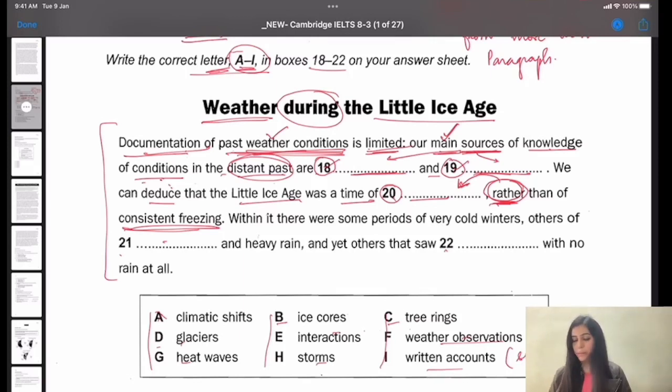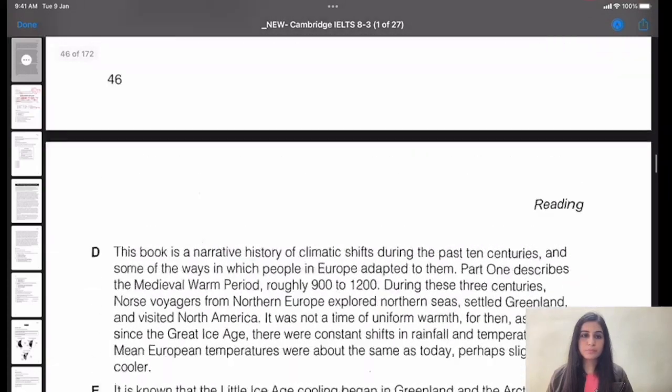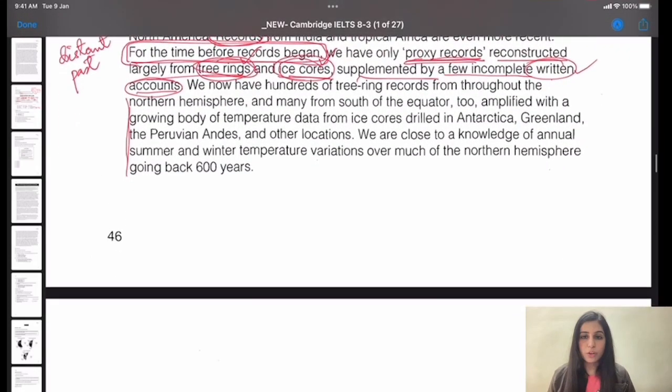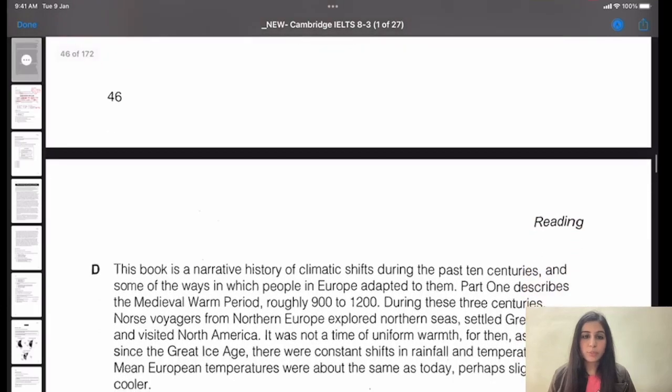Okay, supplementing. Moving on to the next one, we can deduce that the little ice age was a time of dash. So we need to see what was the little ice age all about, rather than of consistent freezing. So we have to look for this keyword in the paragraph or the passage. So let's scroll up and check it out. So far you cannot see any of this information given here. So we can move on to the next paragraph.